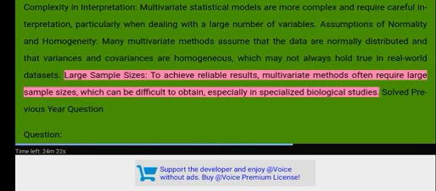Large sample sizes. To achieve reliable results, multivariate methods often require large sample sizes, which can be difficult to obtain, especially in specialized biological studies.